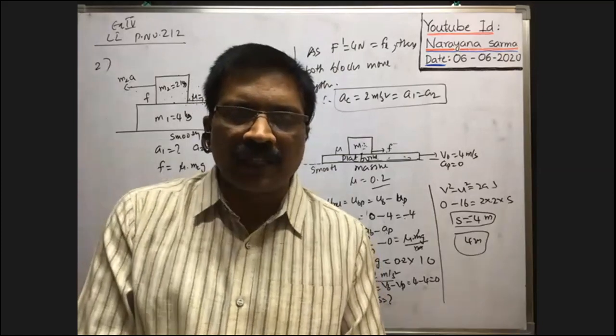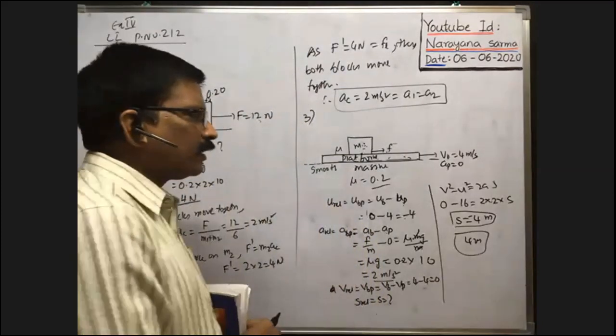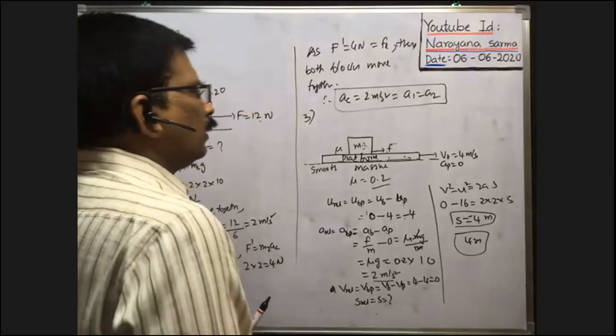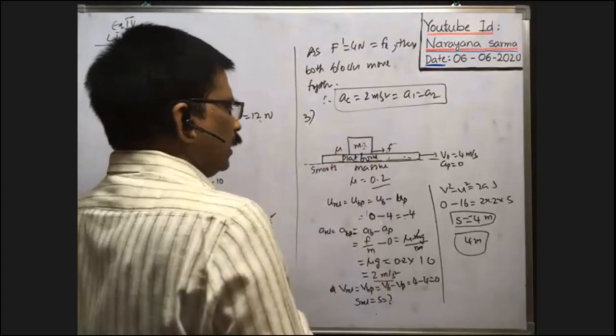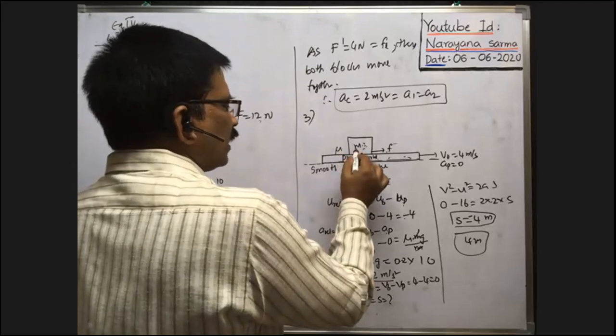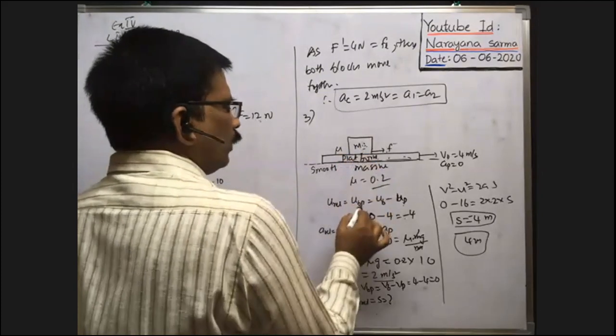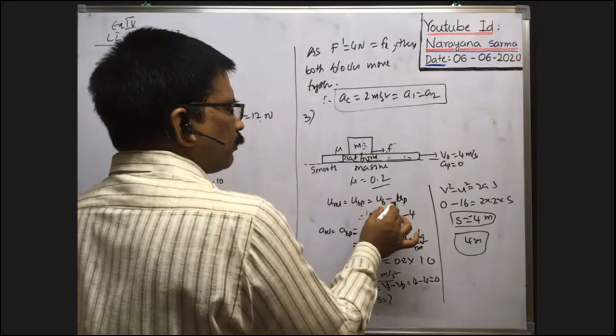We can do it another way also, without considering the relative velocity. Here, simply, the initial relative velocity of the block with respect to the platform is equal to the velocity of the body minus the velocity of the platform.